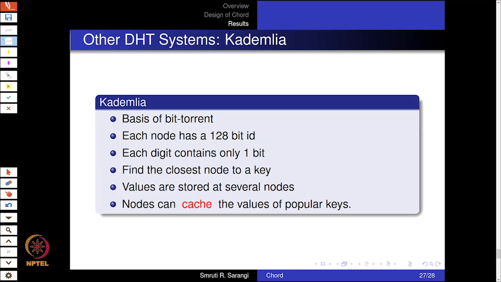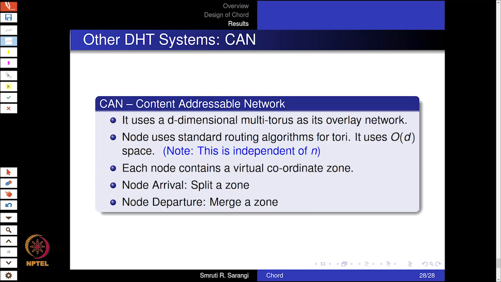And we find the closest node to a key. So there is some amount of reliability in the network in the sense values are stored at several nodes, and nodes can also cache the values of popular keys. So that is also doable. So we will discuss BitTorrent next.